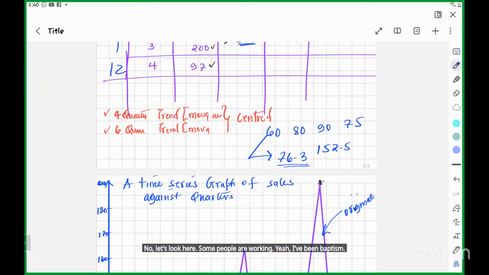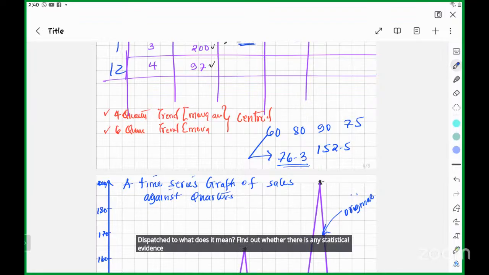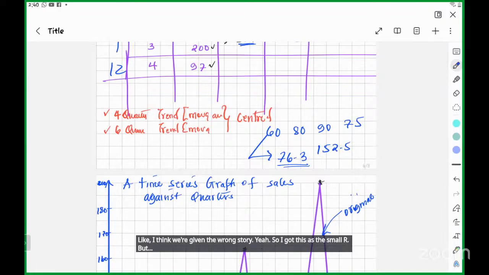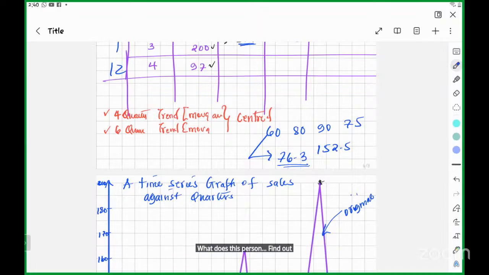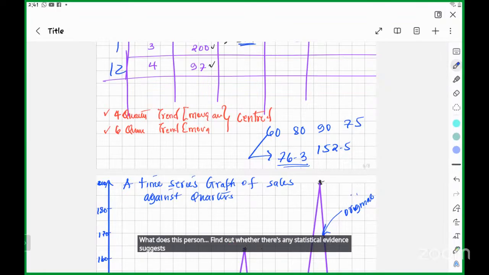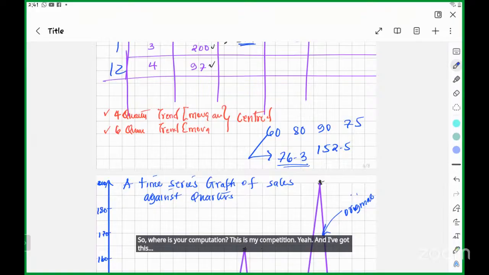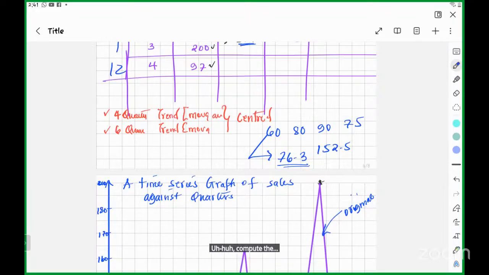Yes, I've been practicing. This question, dispatch, what does it mean? Find out whether there is any statistical evidence to suggest that tests of gas consumers are related to country of origin. I think we're given the ranks already. So I got this as the small r. So where is your computation? This is my computation part one. Compute the coefficient of determination. This is R squared. So after computing the coefficient of determination, you can conclude.